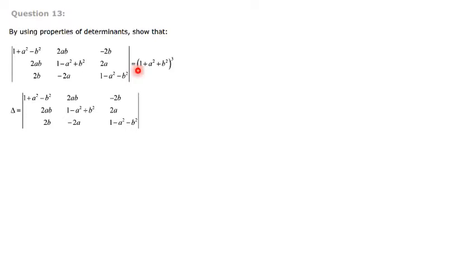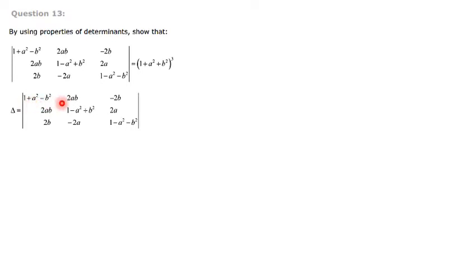So here we need 1 plus a square plus b square the whole cube as an answer, or the right hand side. So how we have to make this 1 plus a square plus b square, that is the question. Somehow we have to make this 1 plus a square plus b square and we have to take it common from any row or column. That is the procedure.